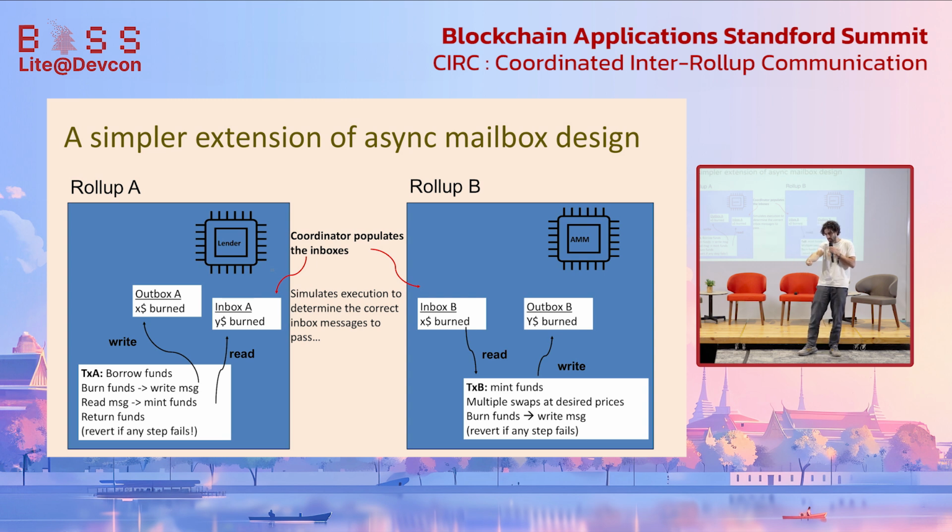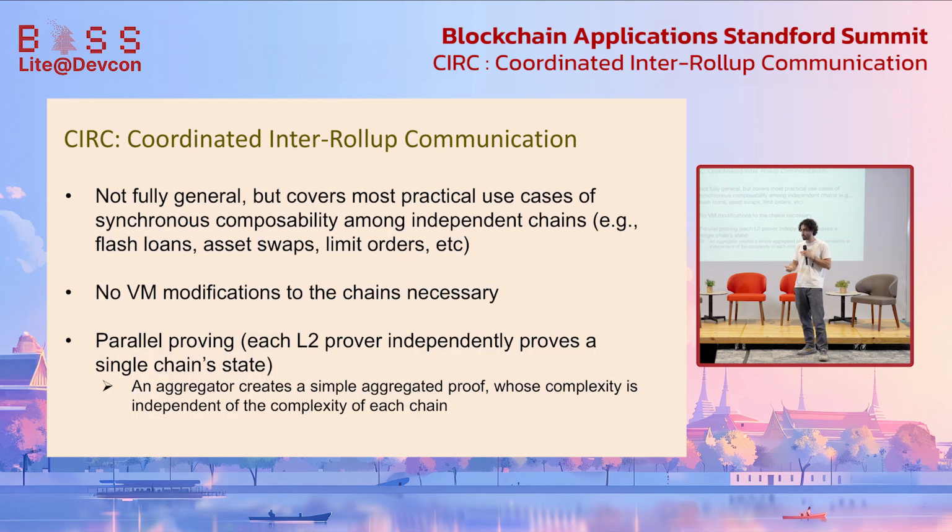On the other side, you're going to have a second transaction that mints funds based on the fact that X dollars were burned. It reads that from the inbox. It then writes to its outbox, and then tries to execute, say, multiple swaps at desired prices, maybe makes some profit, and then burns the funds and writes that message to its outbox. So the key thing here is that the two rollups are just verifying a transcript of communication. They're not actually sending messages and waiting for the response.